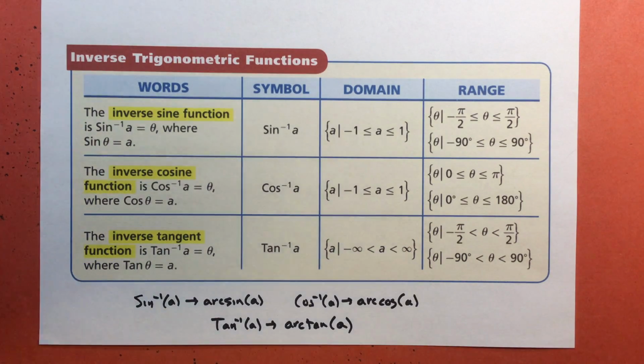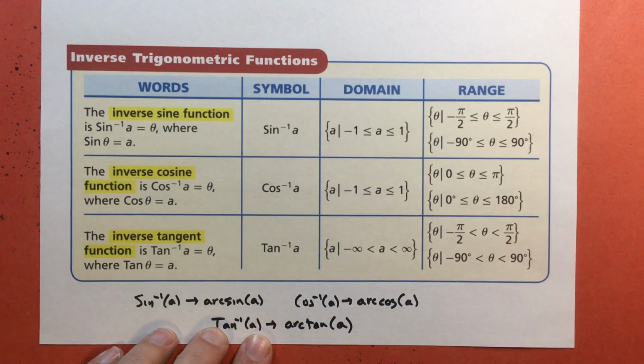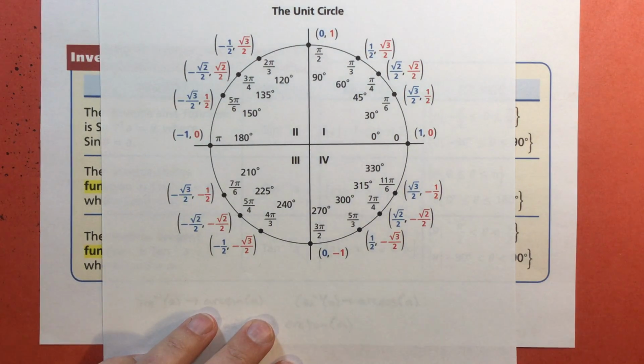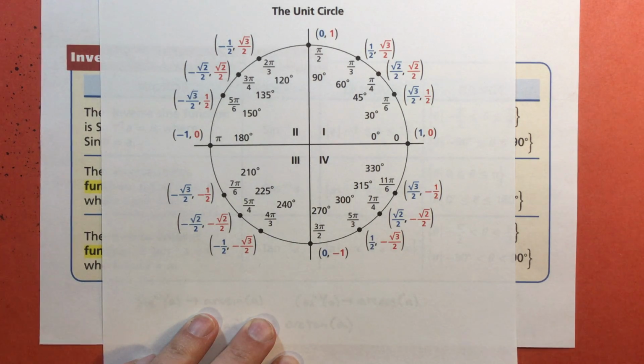Now, I want to talk about the domain here, and this part about the range is going to get a little confusing. Let's go back to the unit circle. Check this out. Sine goes with y. As a matter of fact, on the unit circle, sine equals the y coordinate because it's y divided by 1.